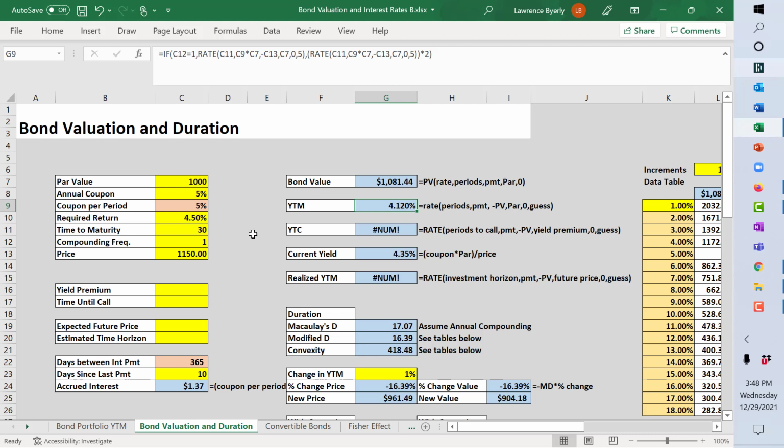Now we can do lots of things with this, right? We can say, well, what happens if interest rates in the economy go up? What happens to the value if interest rates in the economy go up? Let's say interest rates go to 6%. What's going to happen to the value? The value goes down. $862, it goes down, right?